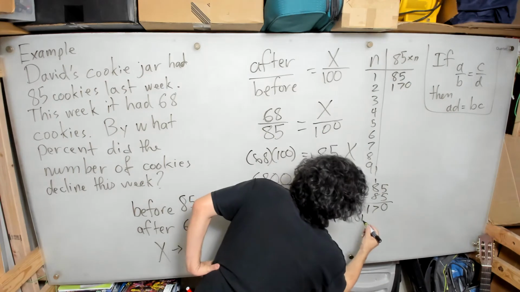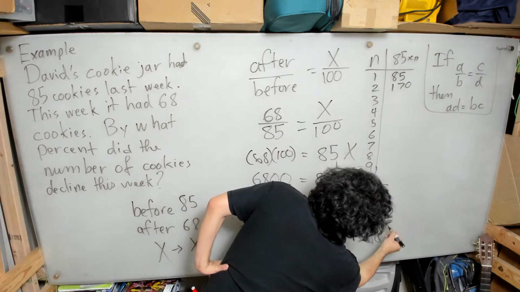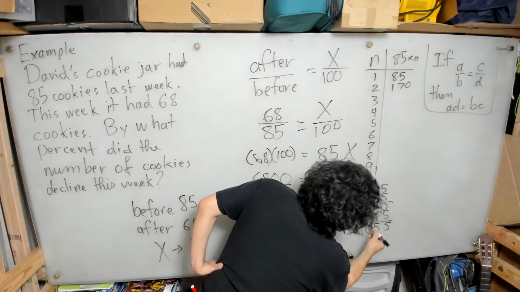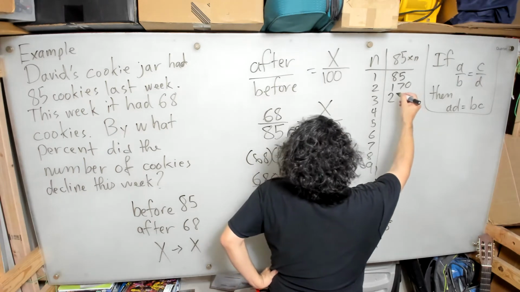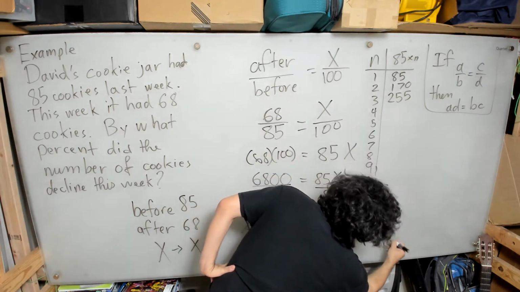I add 85 again here. 0 plus 5 is 5. 7 plus 8, that's 15. I bring down the 5, carry the 1. 1 plus 1 is 2. That's 255. Okay? I add 85 again.